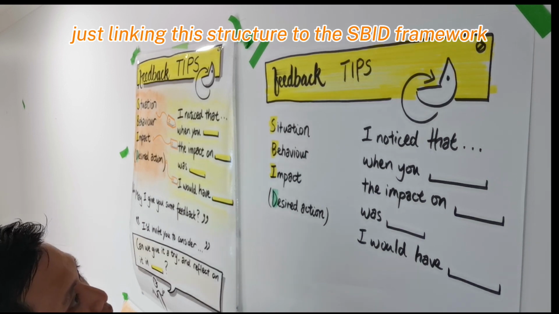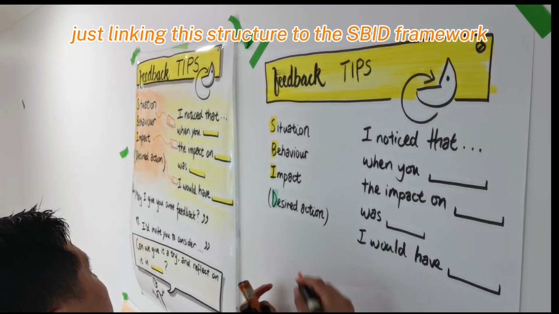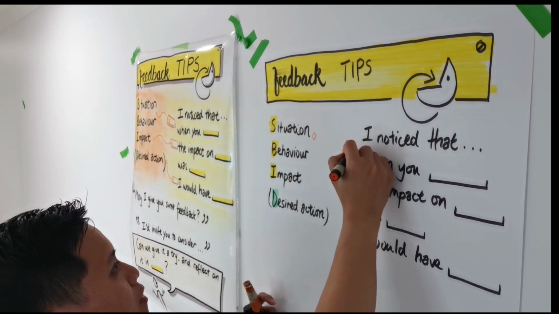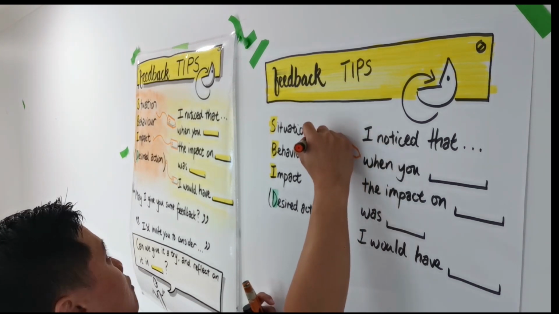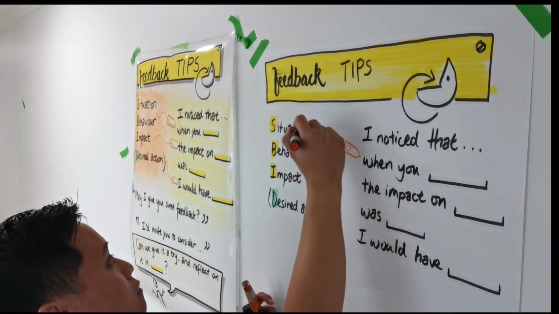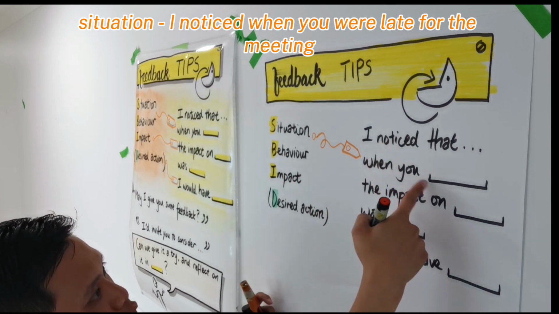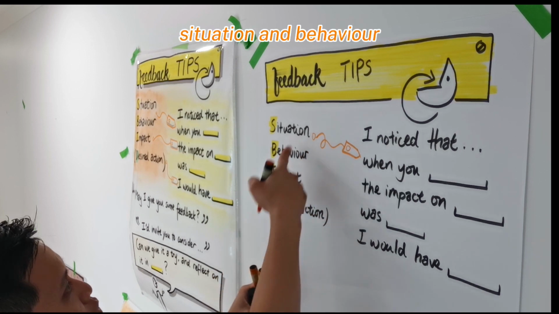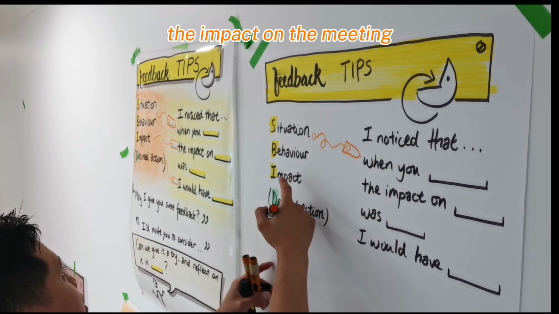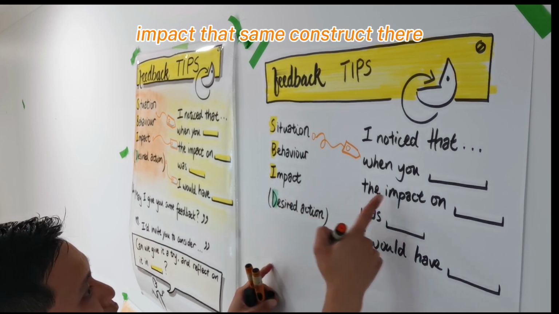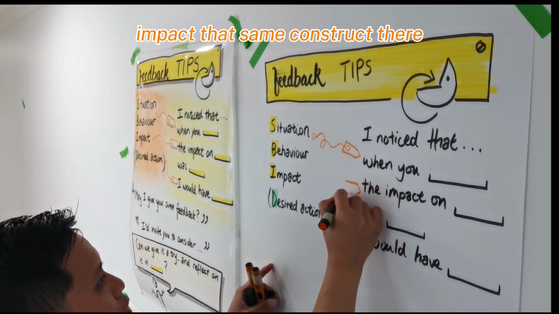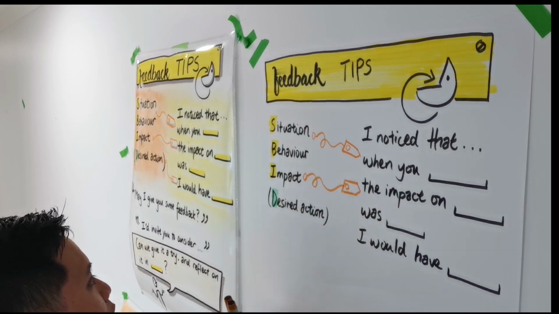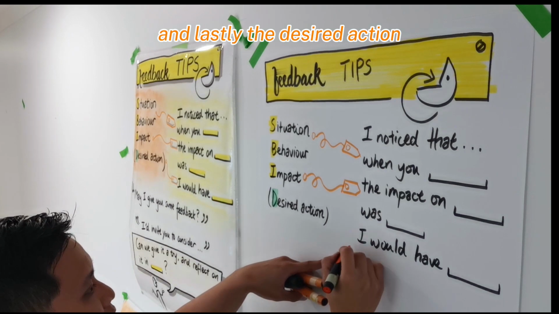Just linking this structure to the SBI framework. Just going to draw a little tag here. Situation, I noticed when you were late for the meeting. The behavior, situation and behavior. The impact on the meeting, impact. That same construct there. And lastly, the desired action.